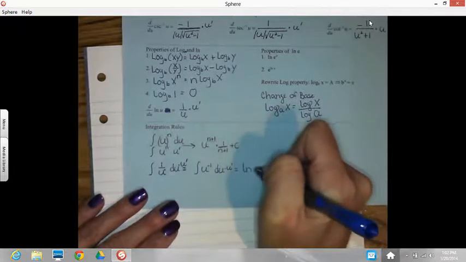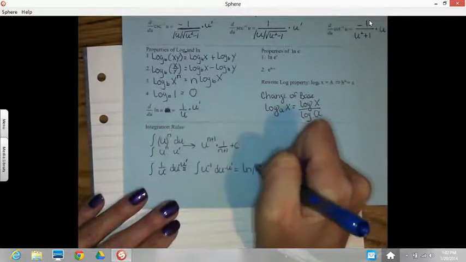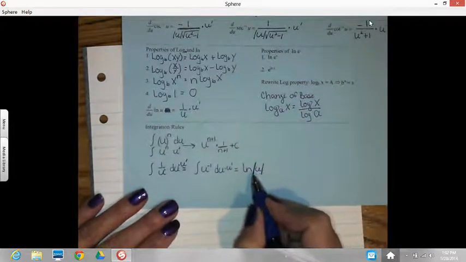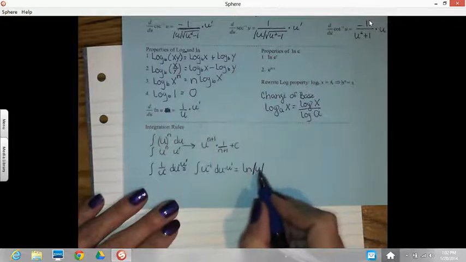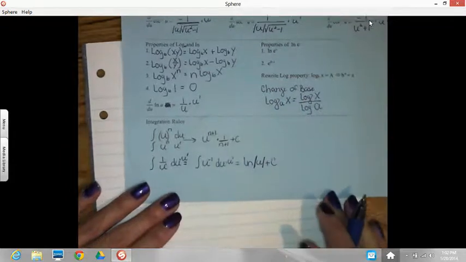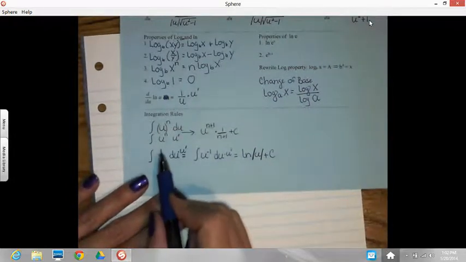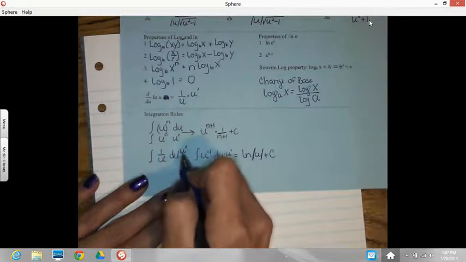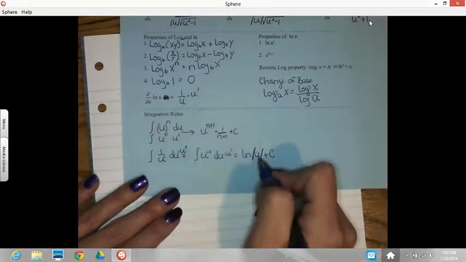Now there's a set of absolute value bars around the u because the domain for the natural log function, which we didn't look at, is always positive. So what's in here always has to be positive. And then our plus c. So today we're focused on looking for the form 1 over u du times u prime. If we get this form, we integrate it to the natural log of u.